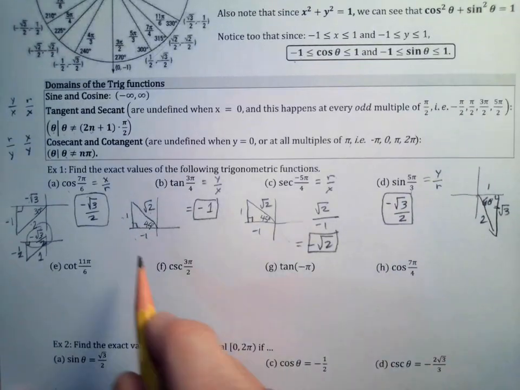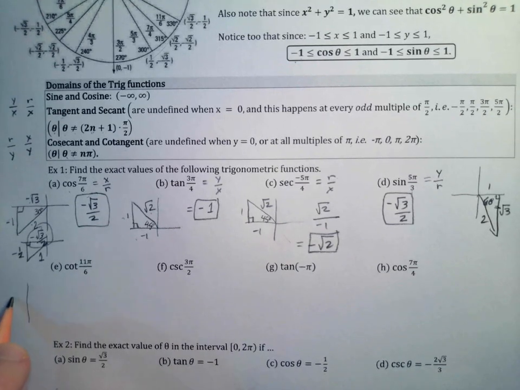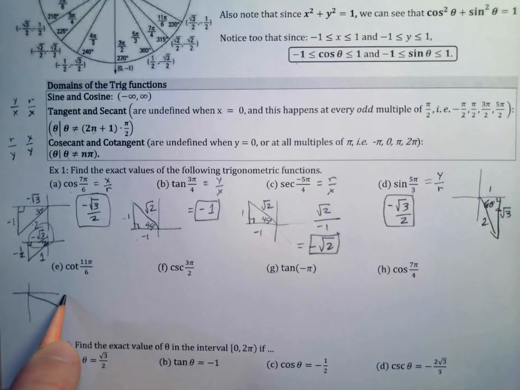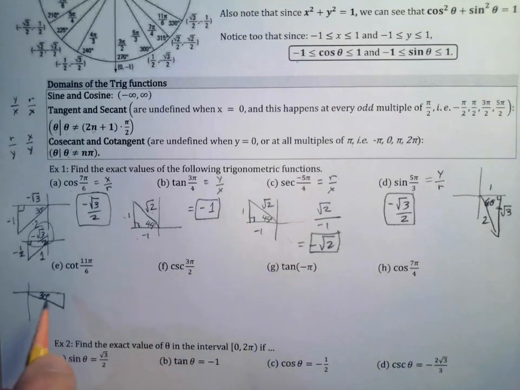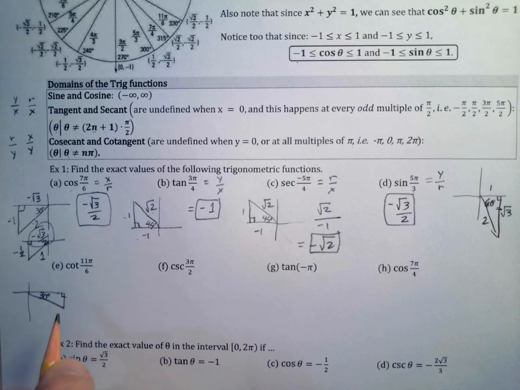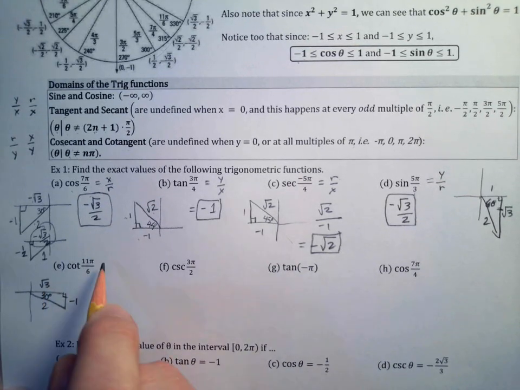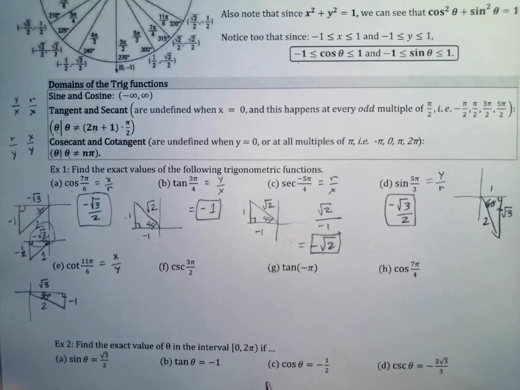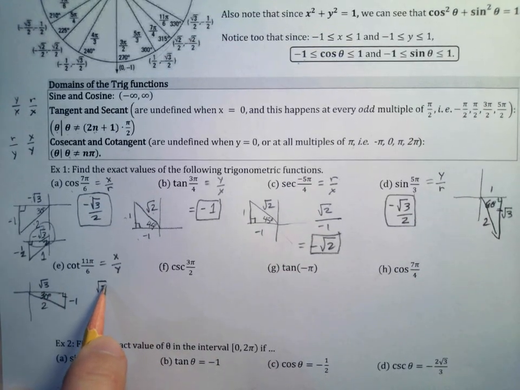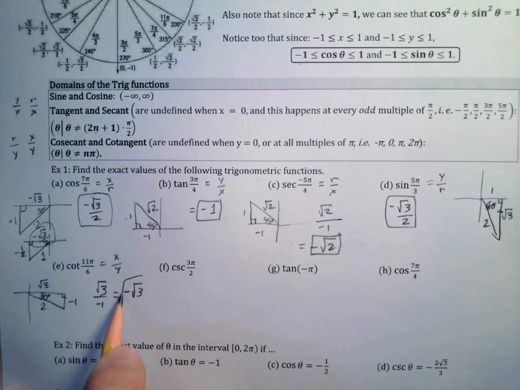Okay. E, we have 11 pi over 6. Again, it just helps if you know where these are. That's over here. Reference angle of 30 degrees. I'm not drawing it perfectly to scale. So this will be negative 1. This will be 2. This will be a square root of 3. Cotangent. Cotangent is x over y. And so x over y would be square root of 3 over negative 1, or we'll write that as negative square root of 3.